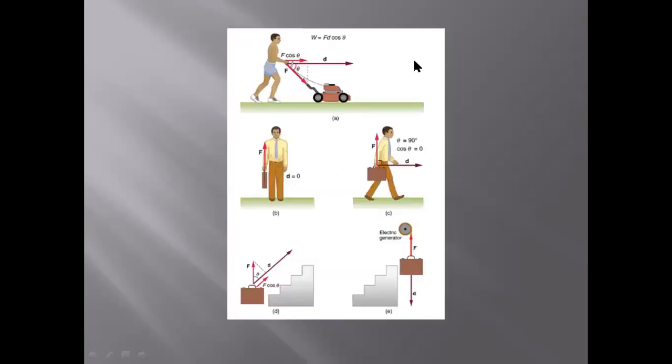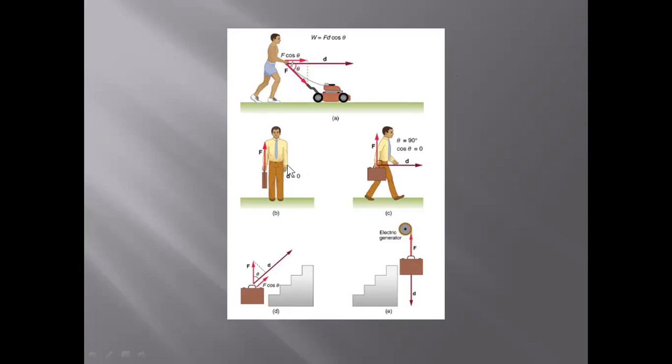As you can see in the example, we have a man applying force on a lawn mower with an angle theta with respect to the horizontal displacement. So to get the work done, it would be equal to force multiplied by cosine theta, then the whole quantity is multiplied by the amount of displacement. Here, as you can see, the displacement is 0, so the work done here is 0. Why? Because he is just stationary. Only the force is exerted on carrying the suitcase.